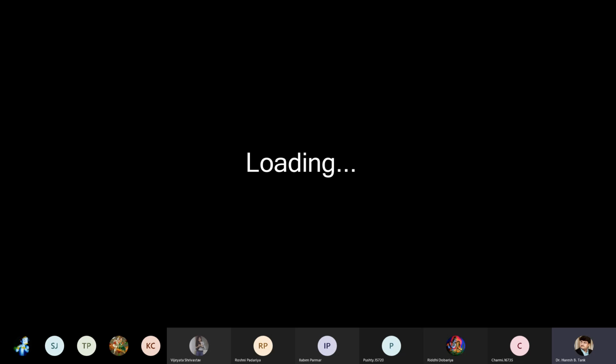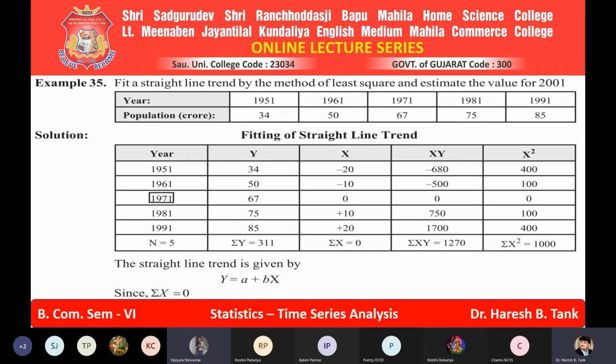Most probably, in the last lecture, I'm not sure about it, you have to help me out, the given example, we did it, or it was likely to be done. Example number 35: fit a straight line trend by the method of least squares and estimate the value for 2001. Have we done it? Already done, sir. Pardon? Your voice is not clear. Yes, Vijay, it is already done. Okay, fine enough. Then we'll shift to the next example.